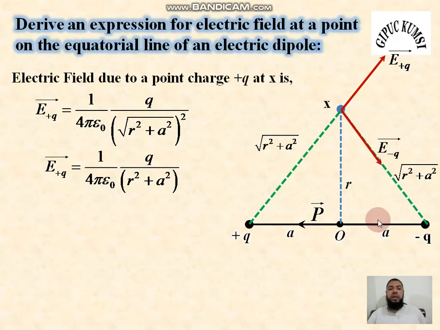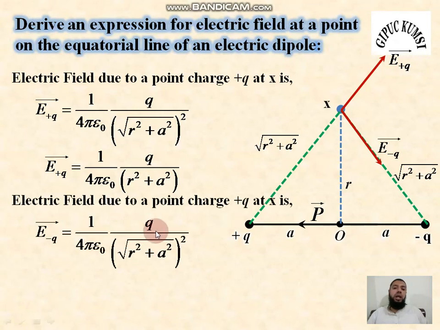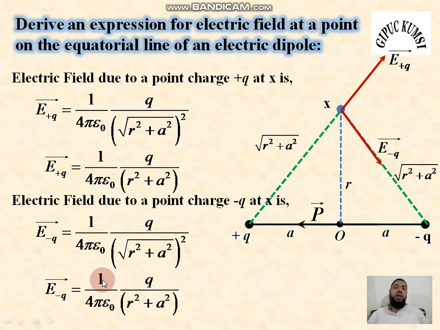ಹಾಗಿದ್ರೆ ಇದರ ಬೆಲೆ ಎಷ್ಟಿದೆ? What is the value of E minus q? The value of the electric field due to the negative charge minus q at x is given by E minus q is equal to 1 by 4 pi epsilon naught q by square root of r square plus a square whole square. Square root vanishes. Then the electric field due to negative charge is 1 by 4 pi epsilon naught q by r square plus a square.